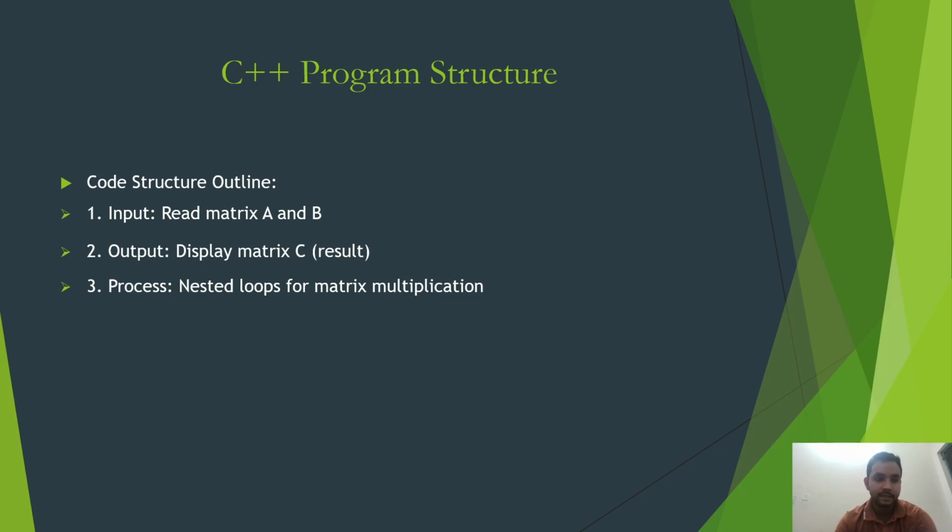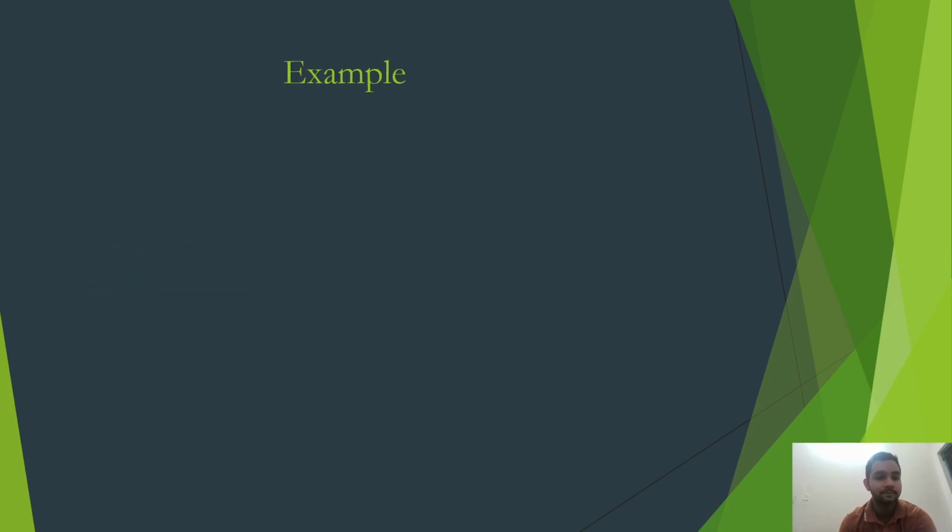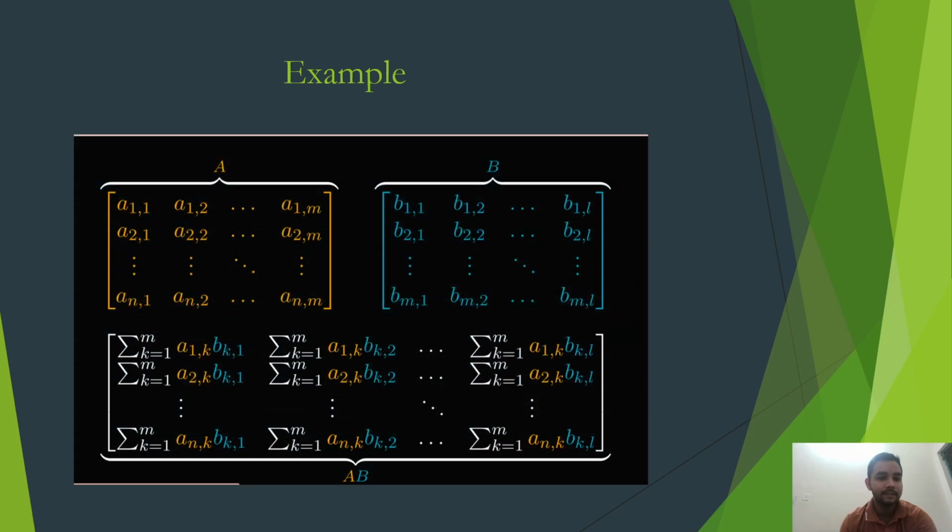The C++ program structure. The code structure outline. Input: read matrices A and B. Output: we are going to display matrix C. As the process, we are going to use nested for loops for matrix multiplication. Now we are going to take an example.